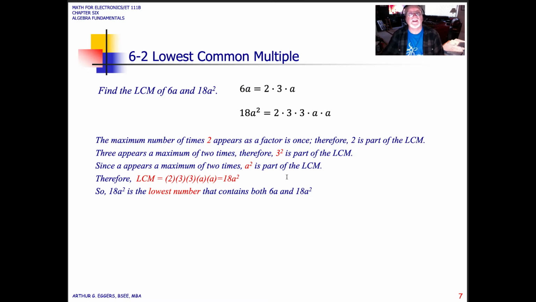Okay, so now let's take a look at putting it back together. The maximum number of times the 2 appears is 1 time in each. Okay, so we're good to go there. The maximum times the 3 appears is twice in the second term. And the maximum time that the a appears is twice. So if we put those maximum values together, we end up with 18a squared, okay? So that is our least common multiple. That's the lowest number that contains both 6a and 18a squared.